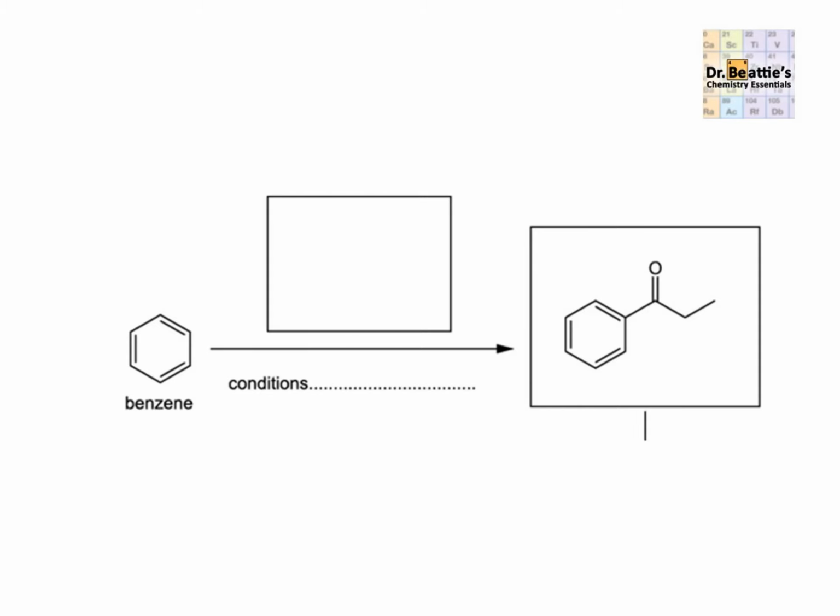what I'd like you to do is, in this box here, come up with the reactant that needs to react with benzene. Remind yourselves of the conditions that are required for this, and then something extra is to then draw the mechanism combining the reactants together to form this product.